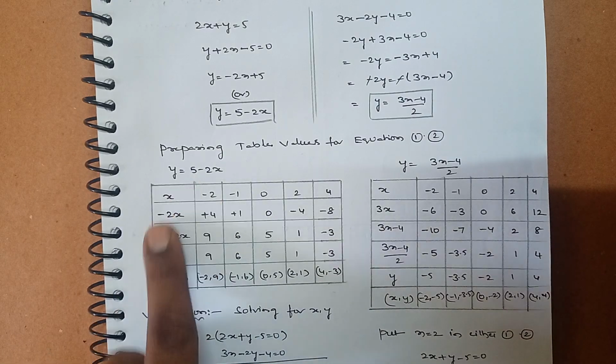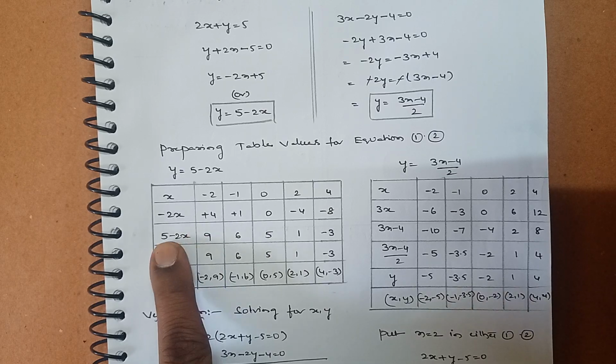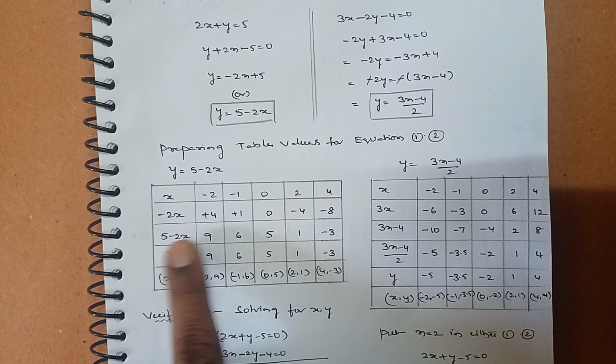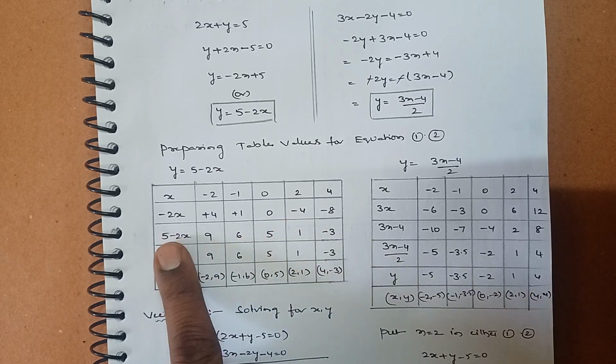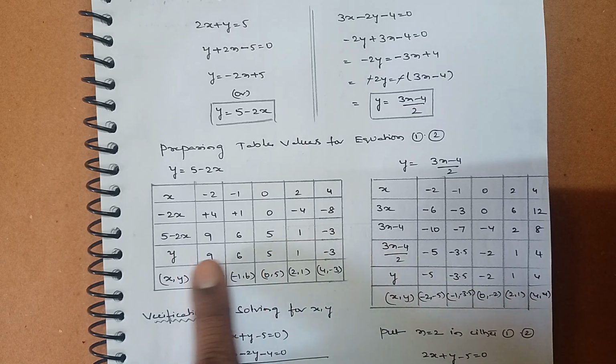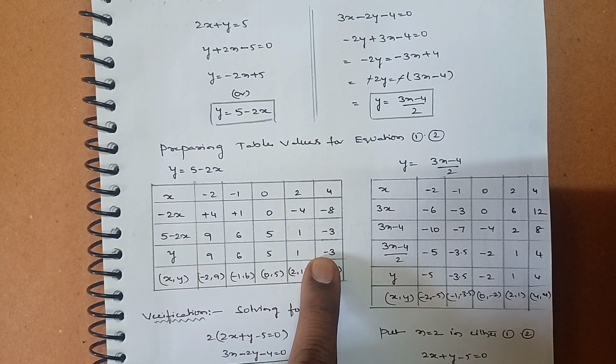Now 5 minus 2x. 5 minus what we got as the 2x values: 5 plus 4 is 9. 5 plus 2 is 7... 5 plus 1 is 6. 5 plus 0 is 5. 5 minus 4 is 1. 5 minus 8 is minus 3, sorry. So it is nothing but y, right? So we'll get the same values: 9, 6, 5, 1, minus 3.